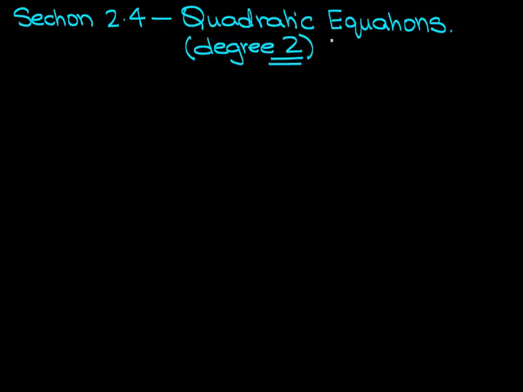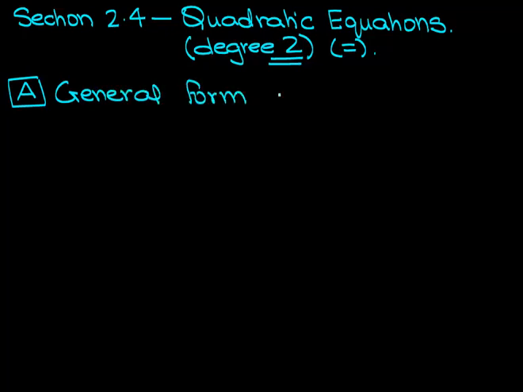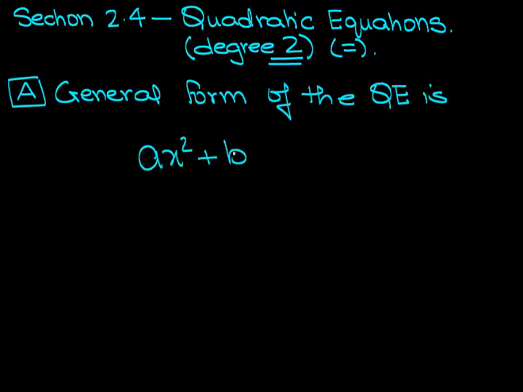It's still an equation, so it still has an equality in it. That's what makes it an equation. Okay, so let's take a look at the general form of the quadratic equation. I'll abbreviate quadratic equation as QE. The general form of the quadratic equation is ax squared plus bx plus c is equal to 0. So this is what a typical quadratic equation looks like.